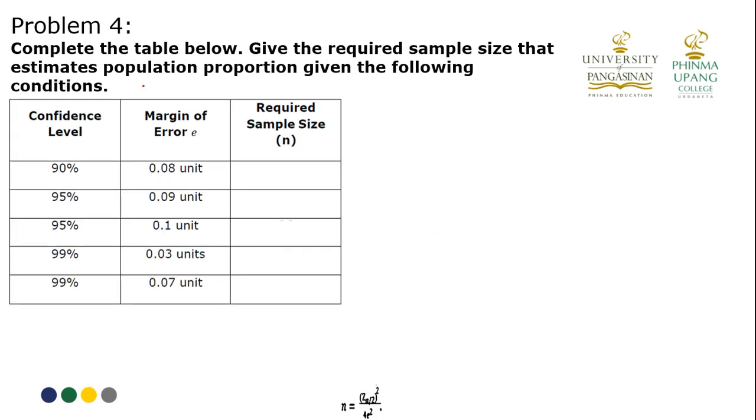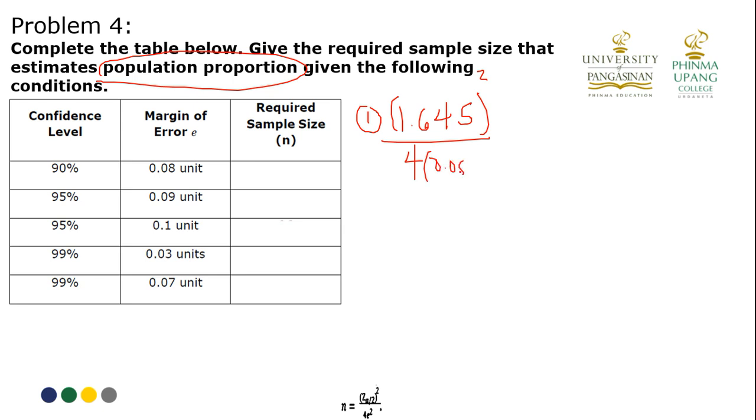Thank you po. Okay, dito naman, population proportion, ibig sabihin wala siyang SD. Okay, compute natin number 1. Number 1 is 90%, so 1.645. Squared nyo na yan. Tapos, copy constant 4. Yung E natin is 0.08 squared. Bigay nyo sa akin yung value ng number 1.